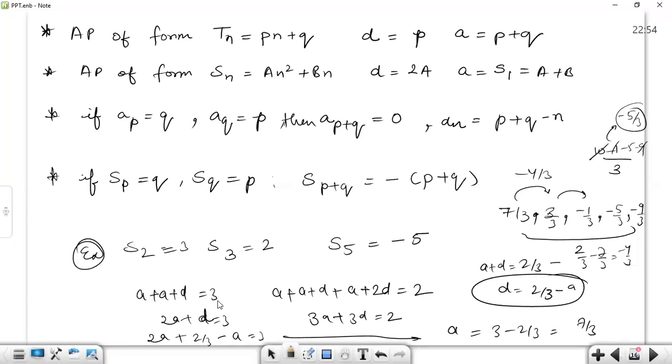And the sum of two terms was 3. 2a plus d was 3. And the sum of three terms was 2. So the first term, second term, third term: 3a plus 3d becomes 2. a plus d becomes 2 by 3. Okay. And now d becomes 2 by 3 minus a. So 2a plus 2 by 3 minus a is equals to 3.